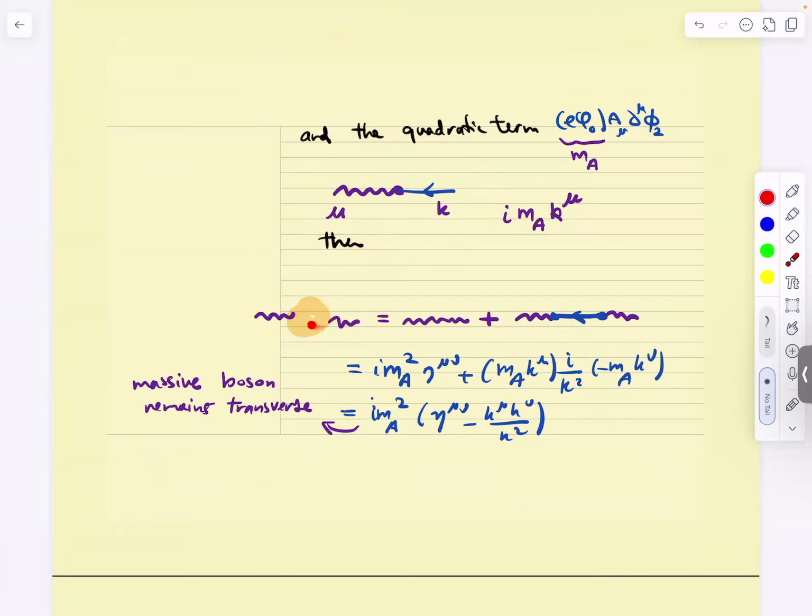Well, think about this gauge boson. Now it has this correction. This is the beauty of Feynman diagrams, right? So there was the mass M_A, and here's the extra term. If this was M_A, this is an extra term that you get. But the massive boson remains transverse. So if you're worried about transverseness versus mass, we're going to come back to that and comment on it.